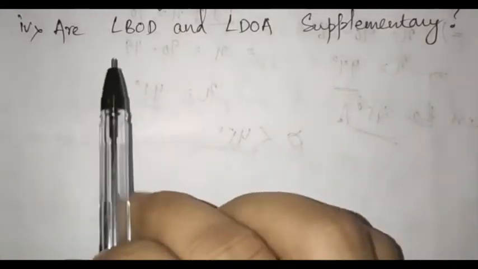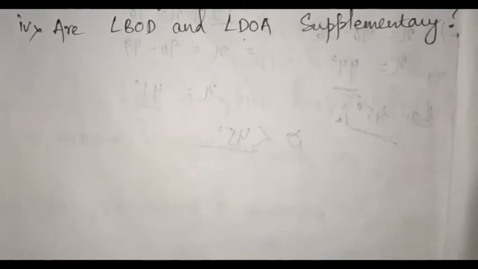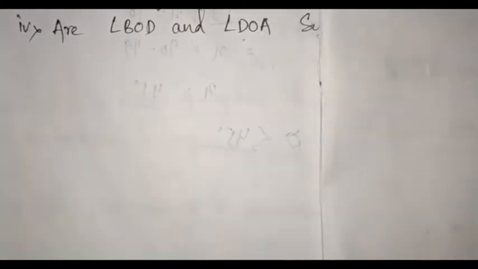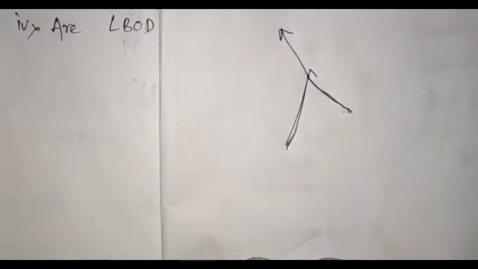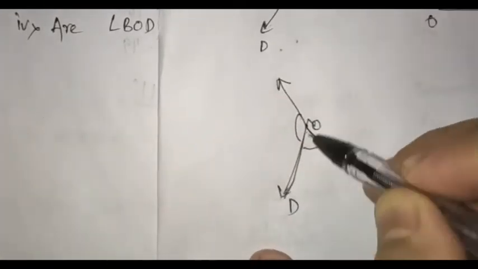The question is, are angle BOD and angle DOA supplementary? So let me make the figure. Your BOD, if you look at the figure, BOD is like this, right? And angle DOA looks like this. So student, this is your figure with BOD over here, and angle DOA over here. So student, are angle BOD and DOA supplementary?